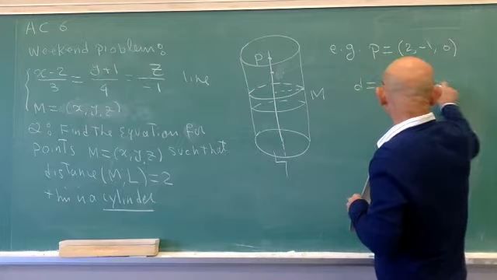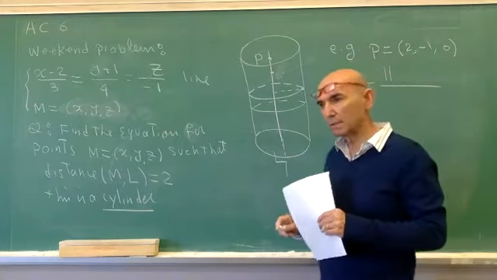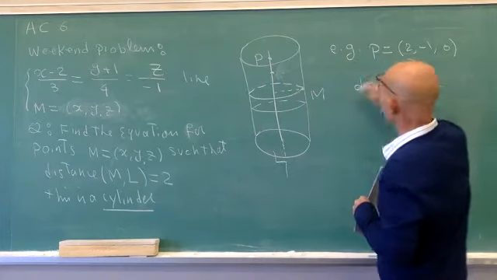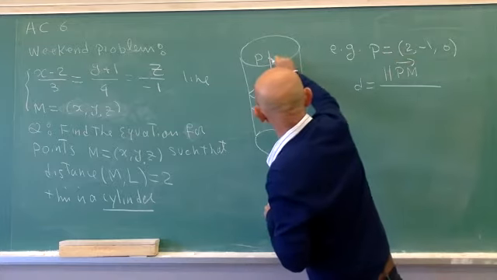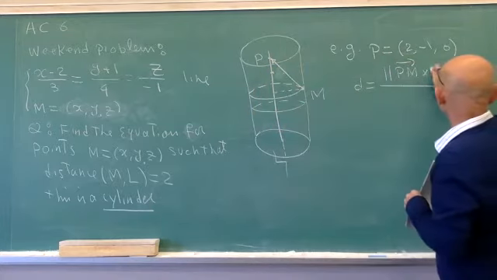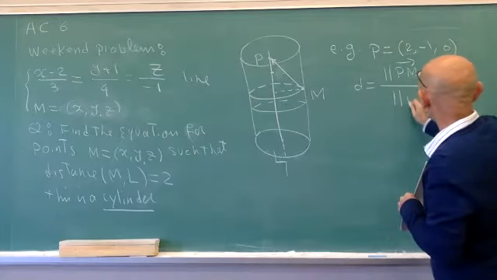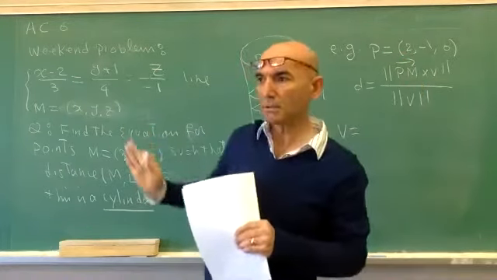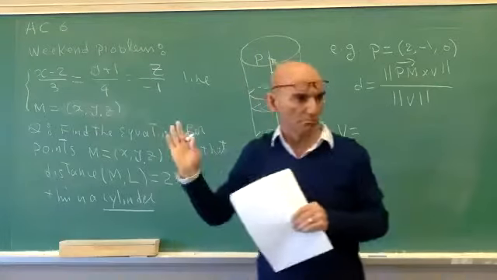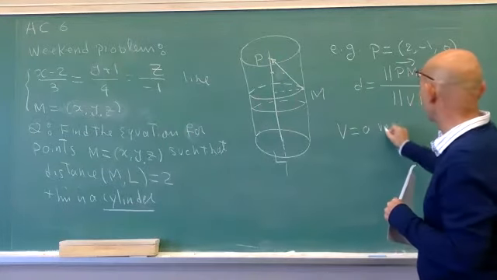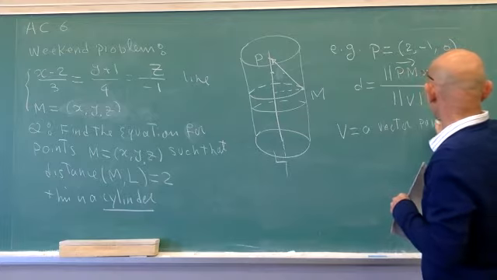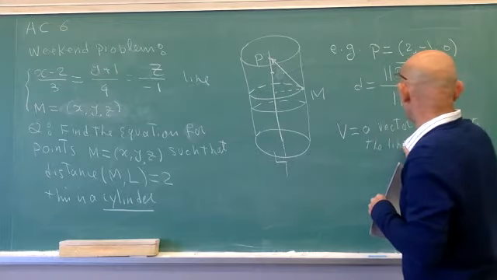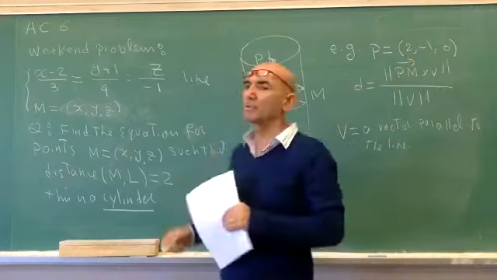The distance was the norm of PM cross V, divided by the norm of V, where V was the direction vector of the line, a vector parallel to the line. And which vector is parallel to this line? Can you tell me?